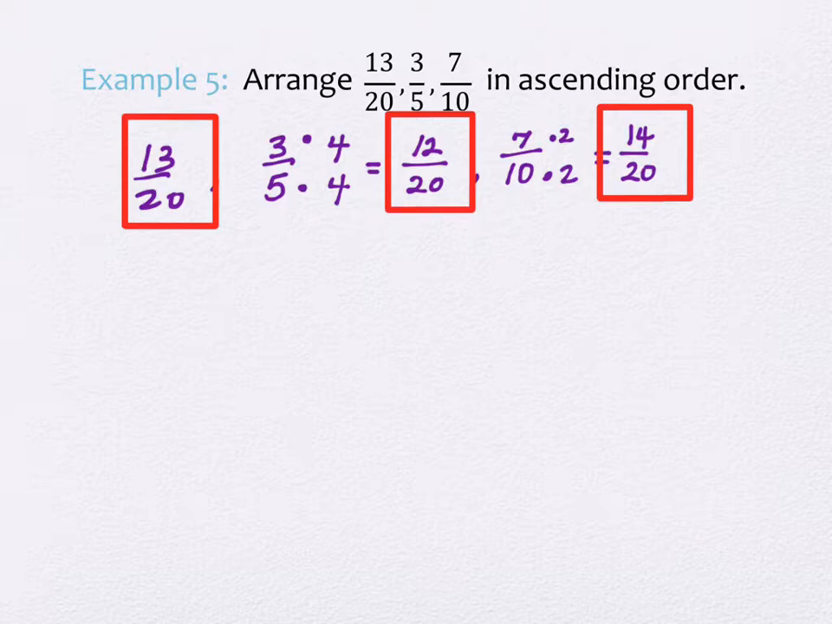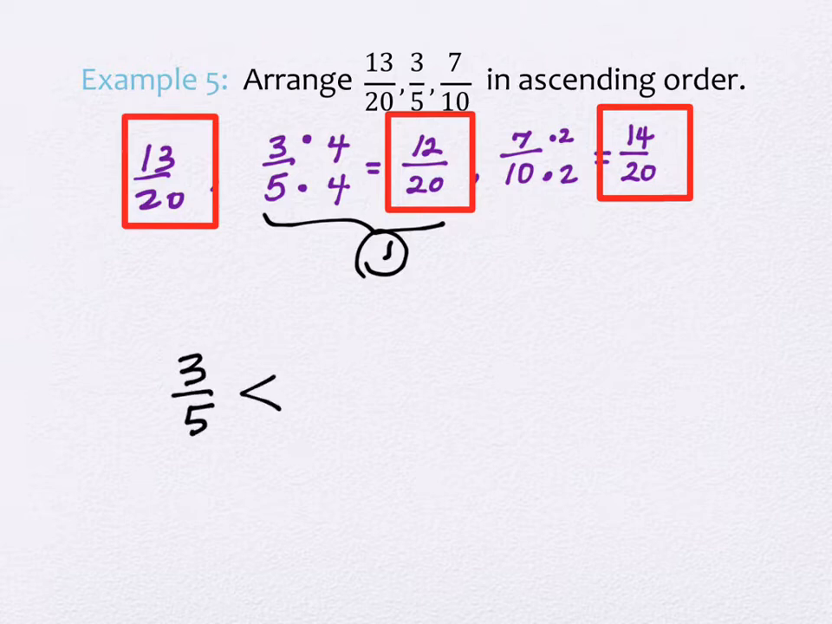So which of those three in the boxes, thinking of the boxes themselves, is the smallest? 12 over 20, right? So this one is going to be like my number one value, but I'm going to write it the way it was given to me. So 3 over 5 is the smallest. What is the next largest? 13 over 20, and that's exactly how it was given to me, 13 over 20. And then the largest value is 14 over 20, which is 7/10, right? So that would be writing it in ascending order.